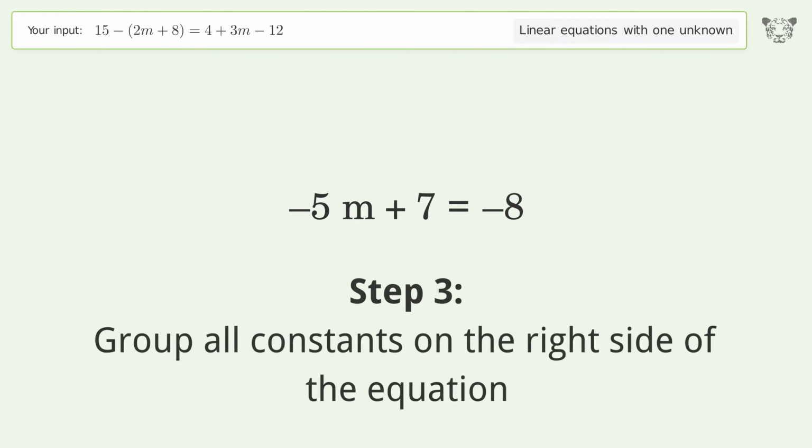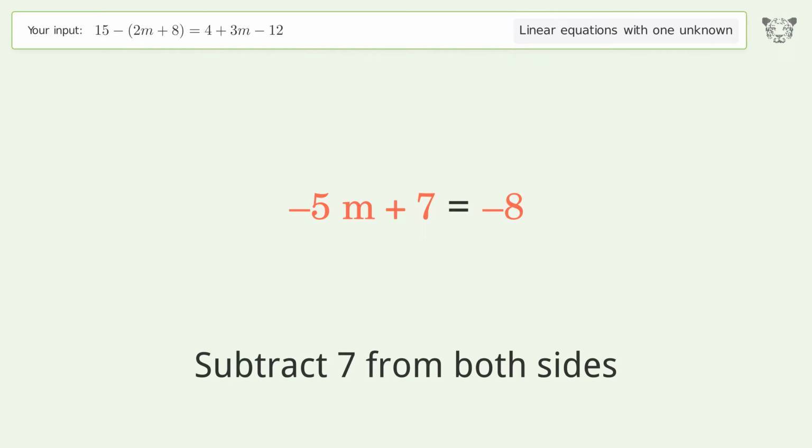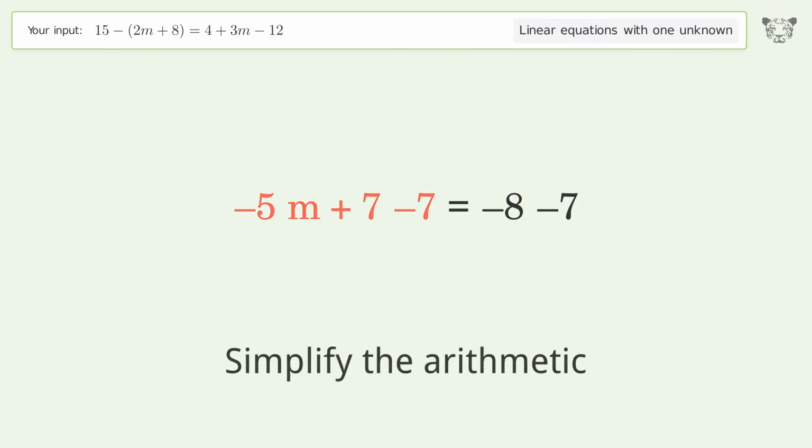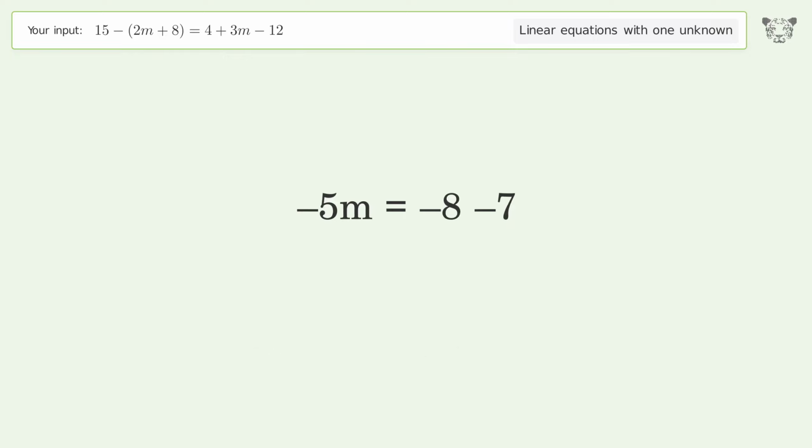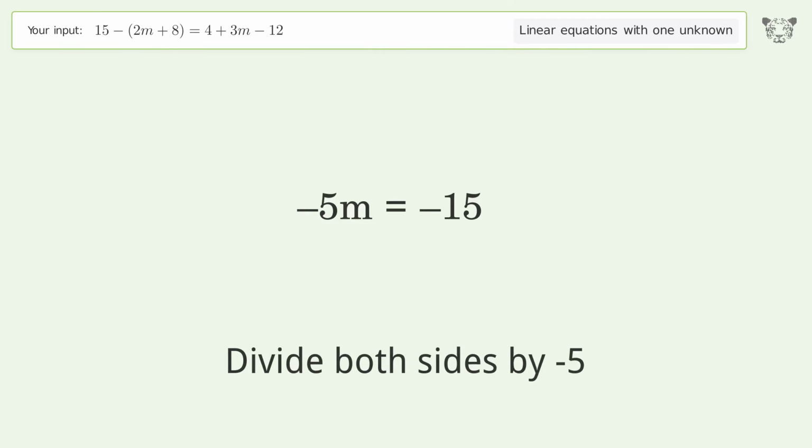Group all constants on the right side of the equation. Subtract 7 from both sides. Simplify the arithmetic. Isolate the m. Divide both sides by -5.